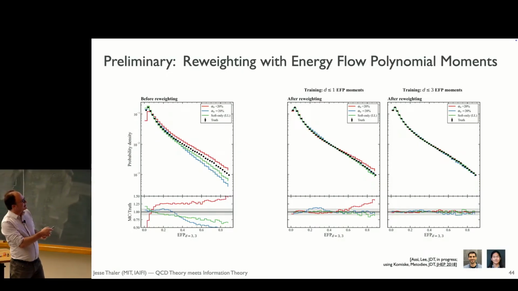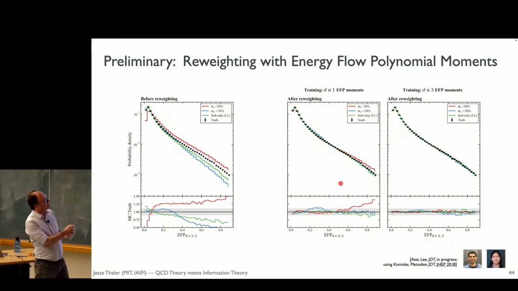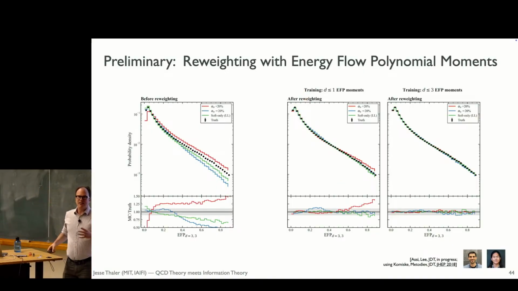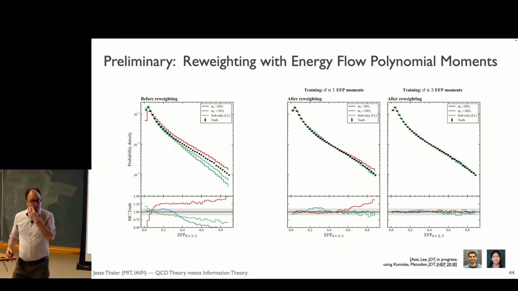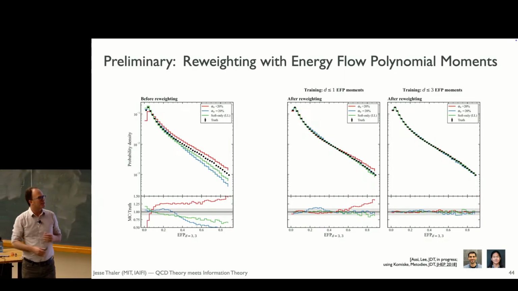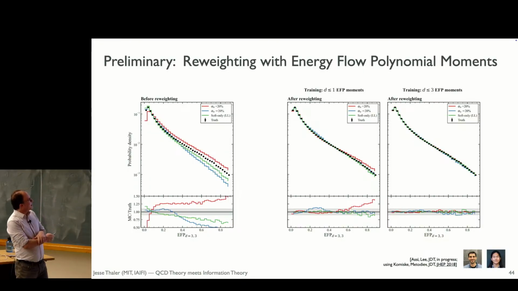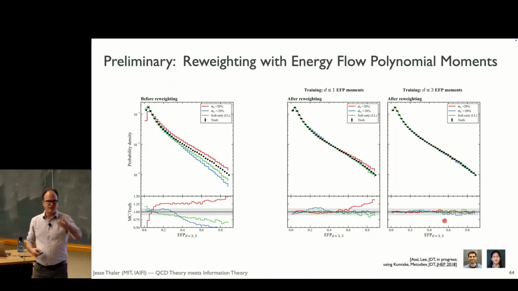The particular basis is based on some work that I did previously called energy flow polynomials. For people who know about this, it is a complete basis of infrared and collinear safe observables, and you can compute moments of those as much as you want. And what you're seeing here, before doing our procedure, the red, green, and blue correspond to your hallucinating AIs. And then as you add more and more constraints, you see them collapsing down to the correct answer.